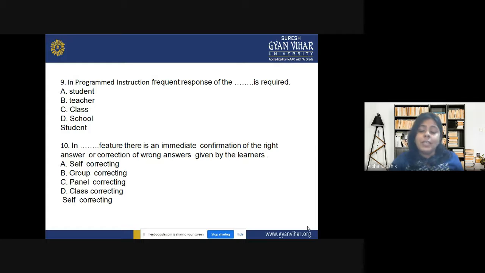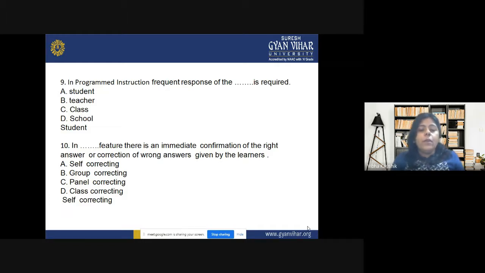So, students, these are the options, and now you have to select the correct one on the basis of the given choices. Yes, what will be the correct answer? The correct answer will be option A, that is students. So, we can say in program instruction, frequent responses of the students are required.